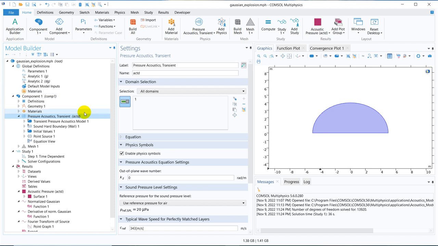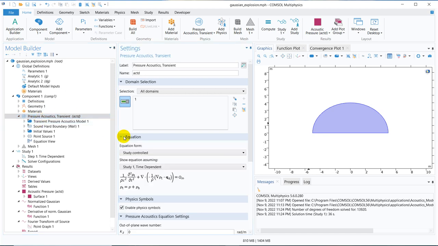So in today's problem, we are working on Gaussian explosion. And as you can see, this is how we created the geometry. Actually, this geometry is created by COMSOL itself. We are just speaking about the technical details. One thing is important here: we are not taking frequency domain pressure acoustics, rather we are directly taking the time domain pressure acoustic equation. So this is the fundamental equation where we should start.